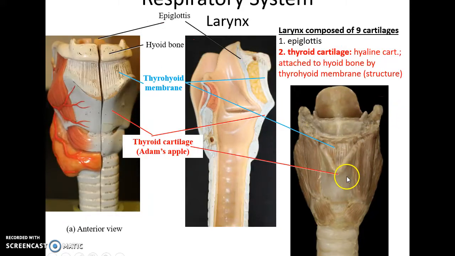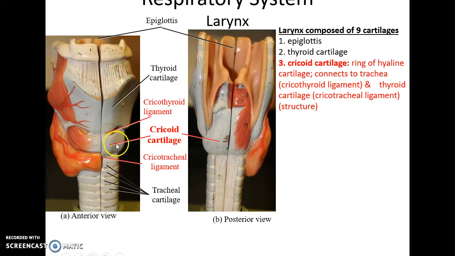The thyroid cartilage, this anterior cartilage, is the largest cartilage of the larynx, and it gives structure to the larynx and is attached to the hyoid bone by the thyrohyoid membrane, seen here and here. The cricoid cartilage is the inferior piece of cartilage for the larynx. It is a ring of hyaline cartilage, and it connects to the trachea via the cricotracheal ligaments. And it attaches to the thyroid cartilage by the cricothyroid ligaments, as shown up here.